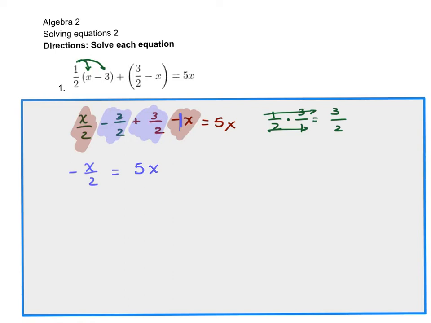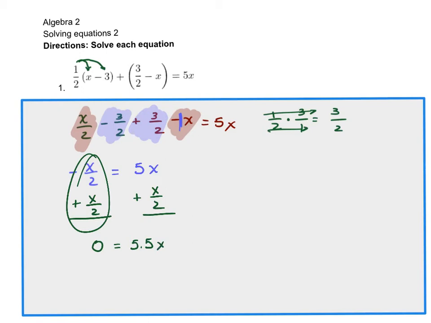Okay. So to do that, I have to move it with addition or subtraction. So I'm going to add x over 2 to the left side, and I'm going to add x over 2 to the right side. Left-hand side, they cancel each other out. Those are opposites of each other, or additive inverses. The other side, I've got 5x's plus a half x. Well, that's 5.5 x's if you want. You could write it as 0 equals 5.5 x's if you'd like. And you can also make that a top-heavy fraction.